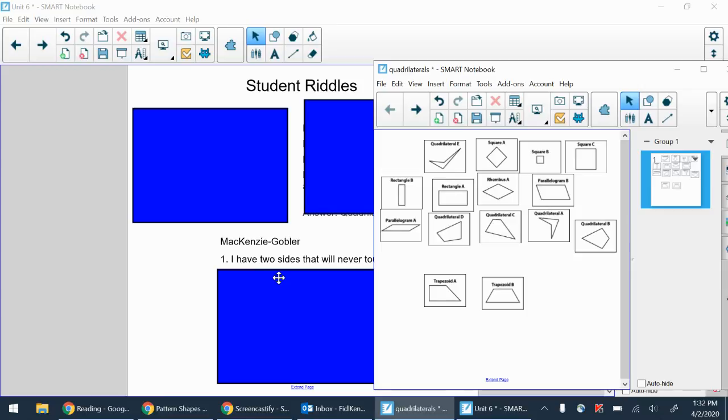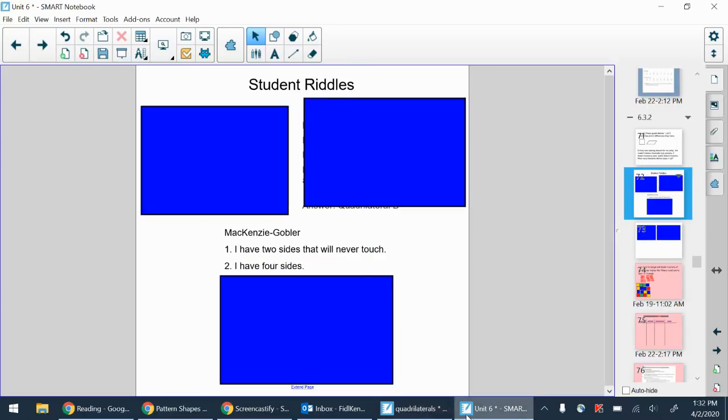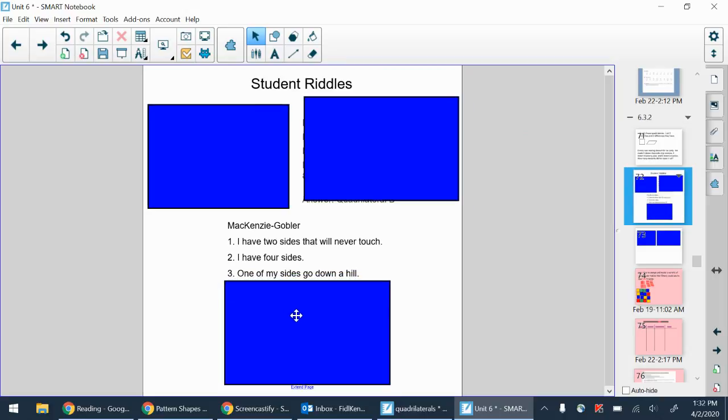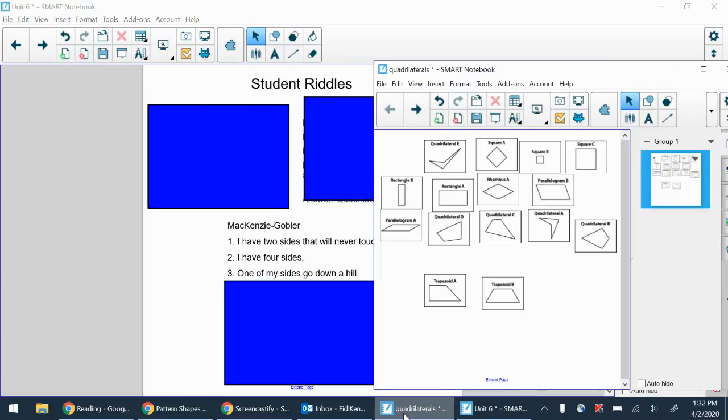Let's see what other attributes she was mentioning. I have 4 sides. Okay, they all have 4 sides. One of my sides goes down a hill. I think she's describing, maybe, the line is more at a slant. So all the lines on here are straight, but there's kind of these slants going on. So in trapezoid A, we have 1 line going at a slant, or a diagonal, we could say. And trapezoid B, we have 2. So since she's saying a hill, I think she means 1. So I'm going to get rid of trapezoid B.